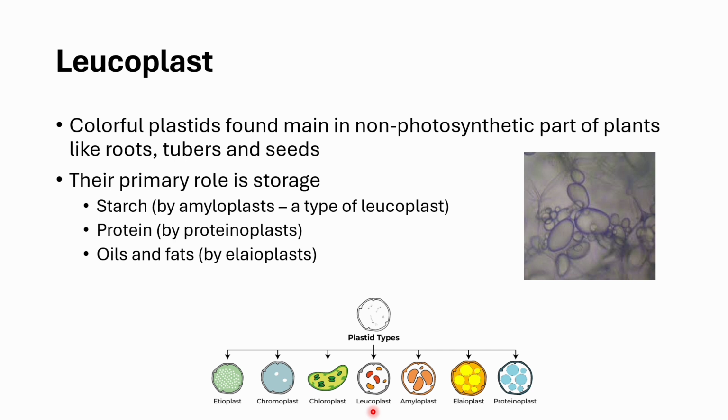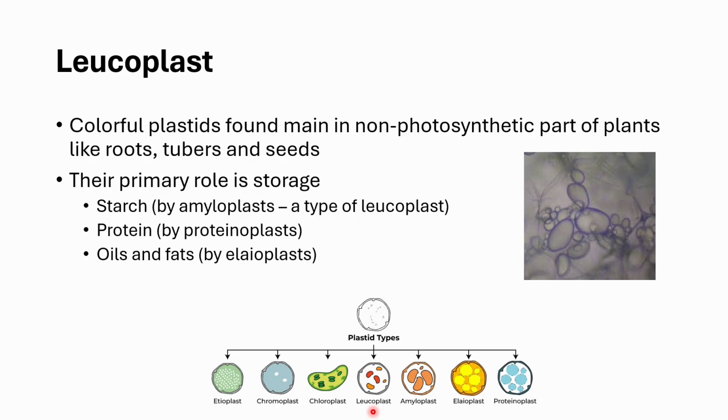The type of leucoplast which stores starch is called amyloplast, the one which stores protein is called proteinoplast, and the one which stores oils and fats is called elaioplast. It's very hard to pronounce the names. Anyways, that's why you can take oil out of the seed, because it has this type of leucoplast and stores these things.